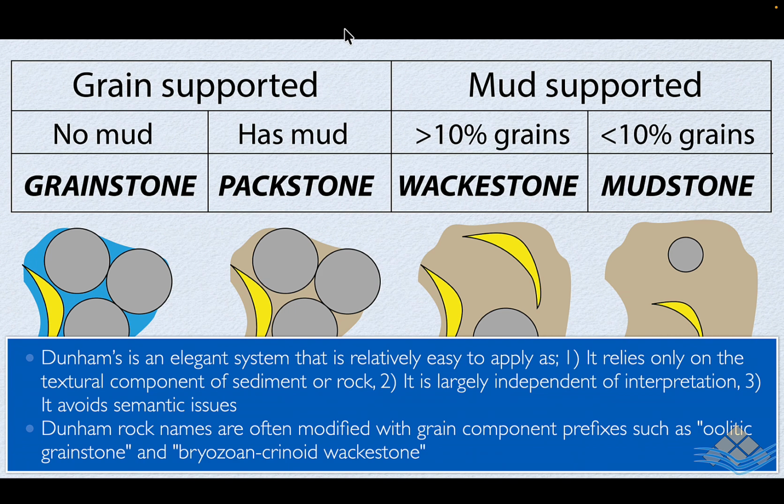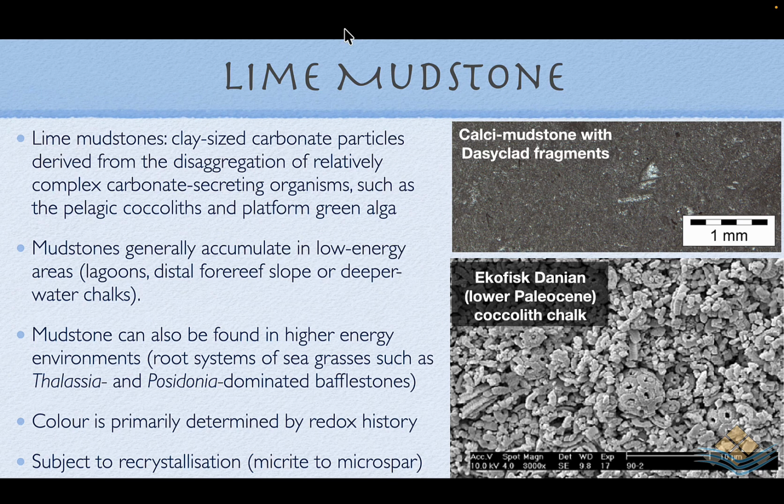We'll start off with mudstone, which is a mud-supported rock with less than 10% grains. Lime mudstones are typically made up of clay-sized carbonate particles. Much of that mud, as we saw in the previous discussions, comes from the disaggregation and the breakdown of calcareous hard parts, coming from the green alga or from the metazoan components, or in the case of the deep marine basin since the mid-Mesozoic, from the breakdown of the pelagic coccoliths.